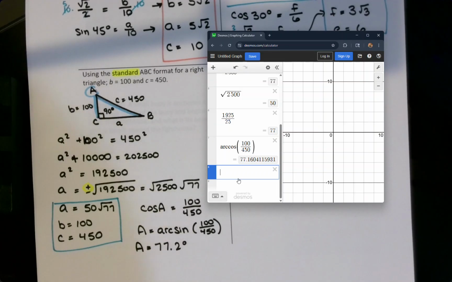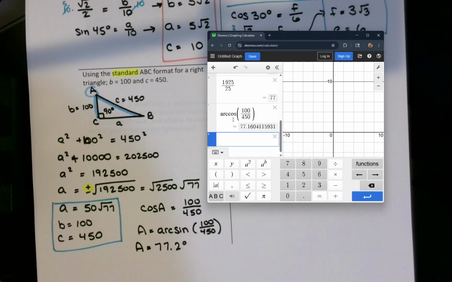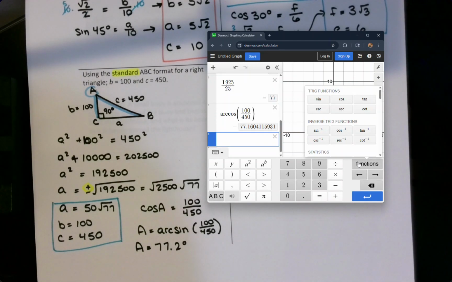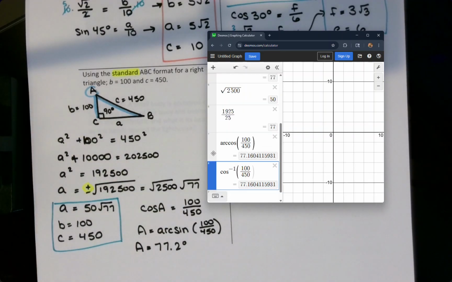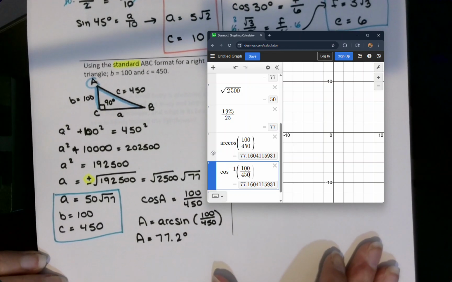Before I go on to the next part, I also wanted to show, if instead of typing the arc cosine, you had gone into your functions menu and pressed the inverse trig function button for cosine, inverse cosine of that same fraction, 100 over 450, you do, of course, get the same value. So those two different notations can be used to do the same thing, 77.2 degrees.